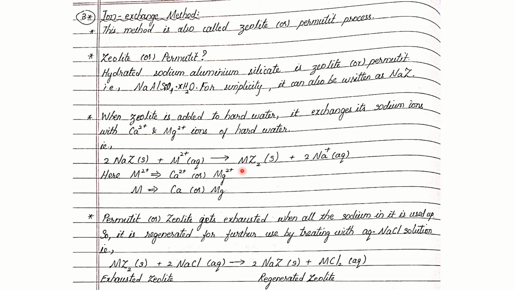Now it is possible to regenerate an exhausted zeolite by treating it with aqueous sodium chloride solution. What happens is that the exhausted zeolite exchanges the calcium and magnesium ions that it has absorbed from hard water with sodium ions of the sodium chloride solution, and thus it gets regenerated to its original form. This regenerated zeolite can be further used for the removal of hardness of water.